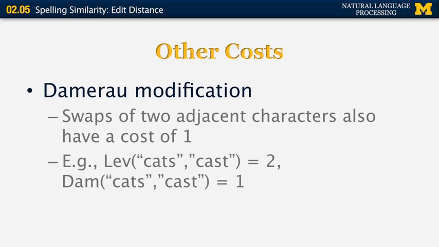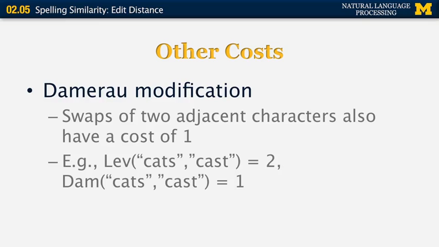Now, people have proposed modifications to the Levenshtein method. For example, Damerau proposed that swaps of two adjacent characters also have a cost of 1. And this is reasonable. In fact, the Damerau modification is commonly used in computing edit distance because it is linguistically motivated, and also it's motivated by user studies. People are likely to swap adjacent characters by accident.